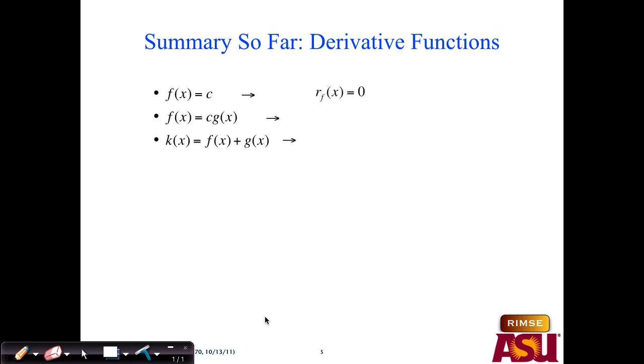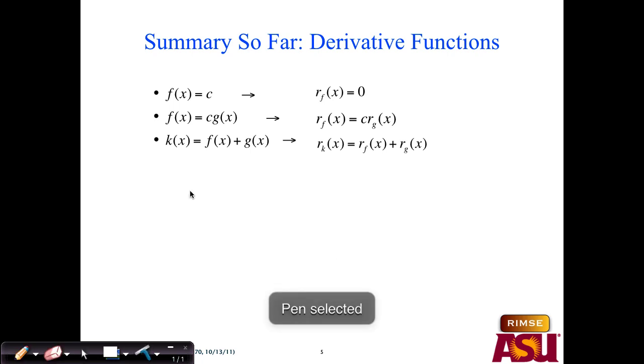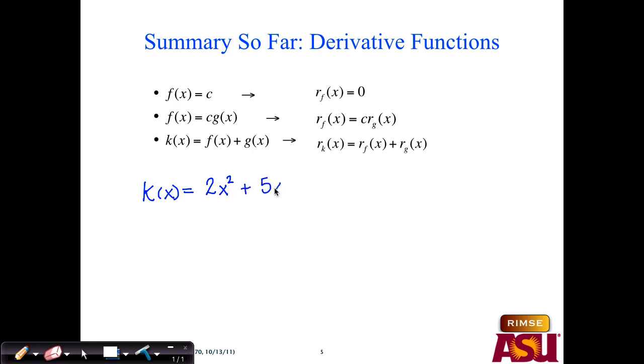Okay, so we've got our 3 basic rules, and we've talked about the constant as a type of function. The other two are variations on functions that we know. We don't have a lot of functions that we know, however, but just to put those up there, let's say I had something like k of x equals 2x squared plus 5x minus 6.